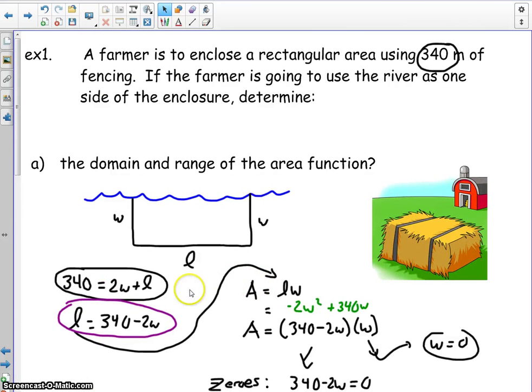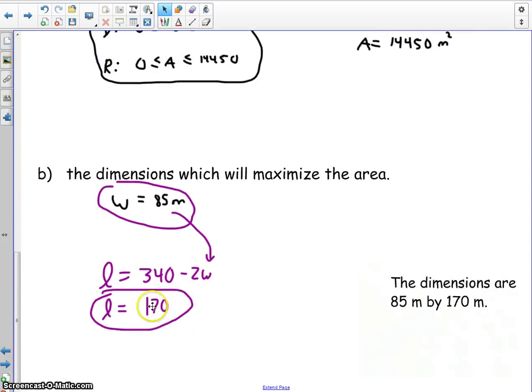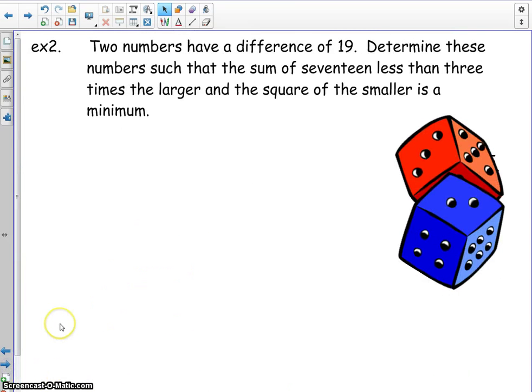Okay, so let's move on and try another one. So we've got two numbers that have a difference of 19. I try and figure out these numbers. We have another restriction on there that the sum of 17 less than 3 times the larger and the square of the smaller is a minimum. That's a very, very sort of long, complicated statement here. We're going to try and translate that into a math equation.